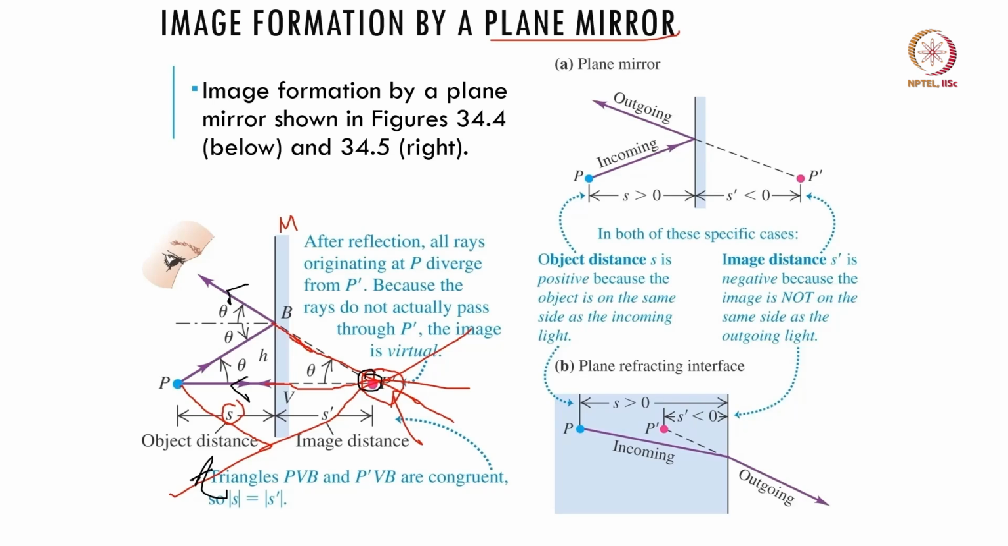So this kind of image is called a virtual image, since the reflected light rays don't actually pass through the image.